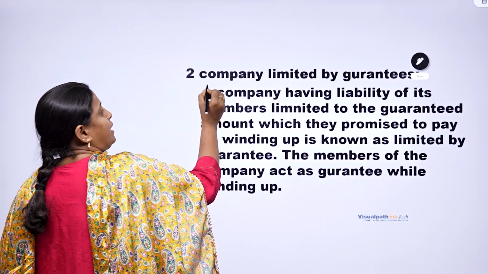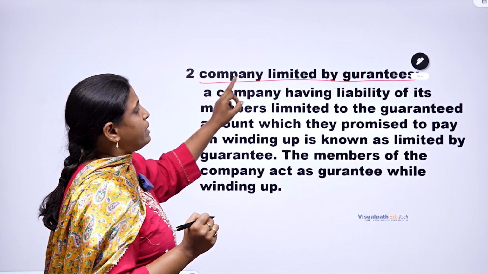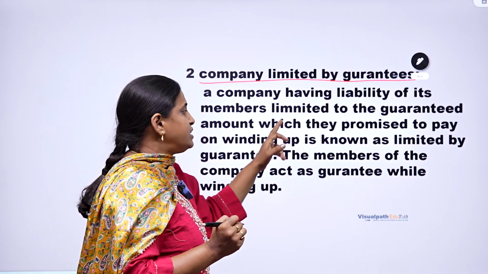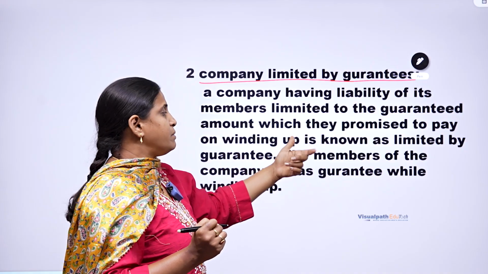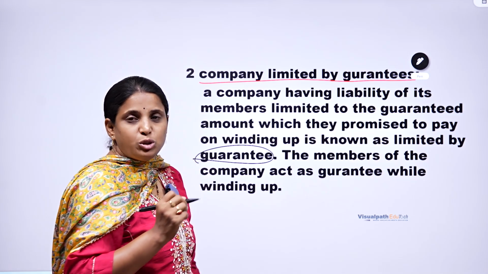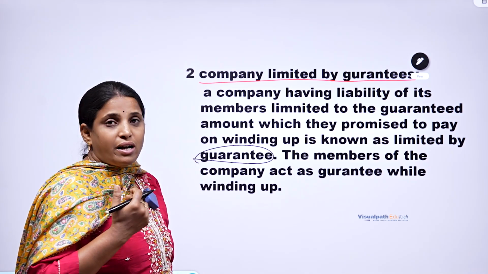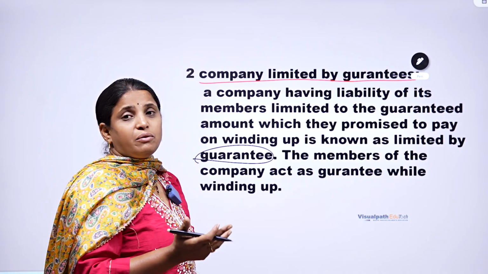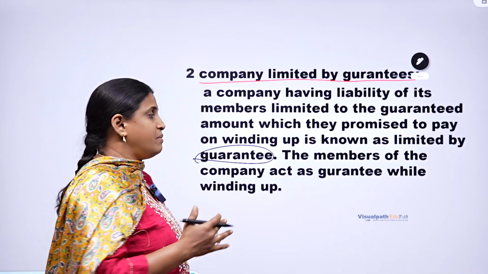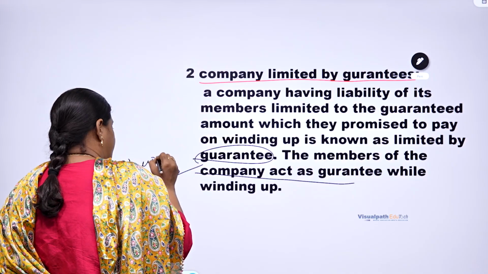Next, limited by guarantee. What is this limited by guarantee? A company having the liability of its members limited to the guarantee amount which they promised to pay on winding up is known as limited by guarantee. It means the amount I have promised to pay into the business, whatever the circumstances, all my assets can go, all my things, whatever properties are on my name, can come into account.